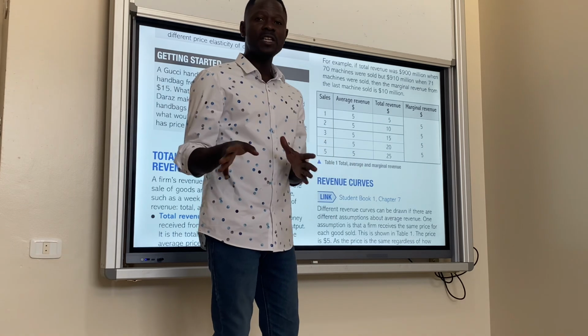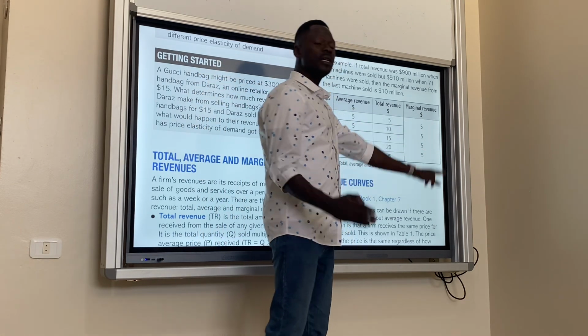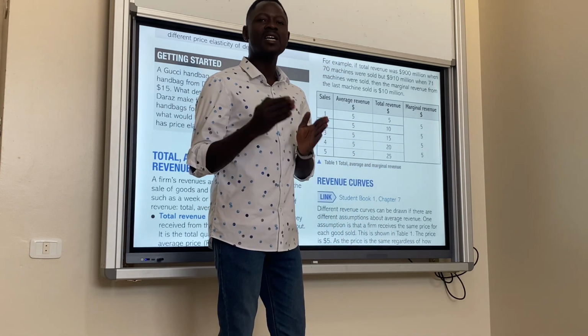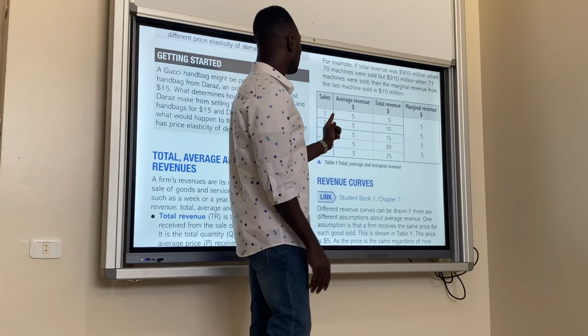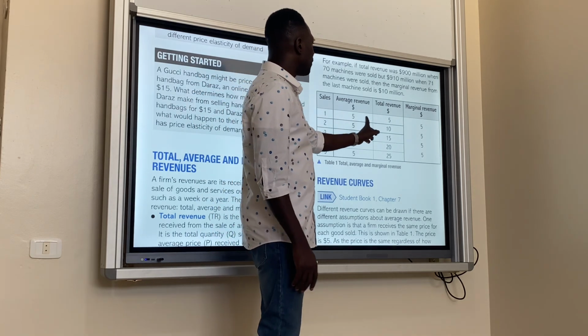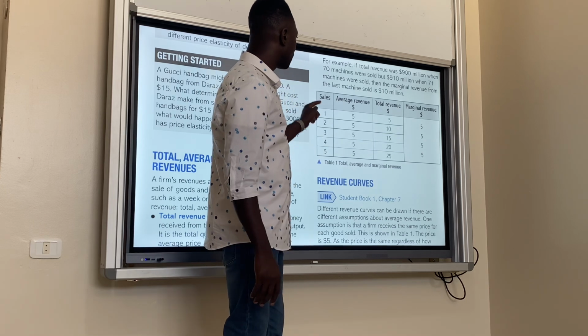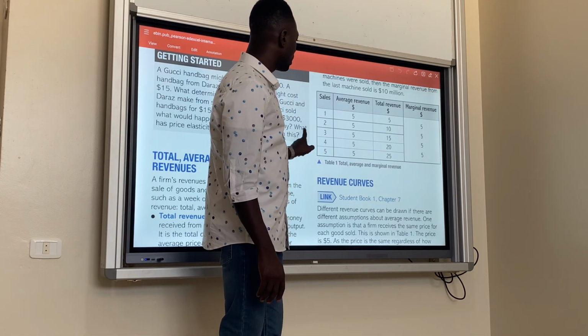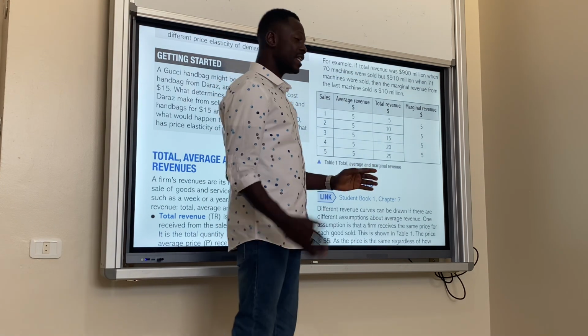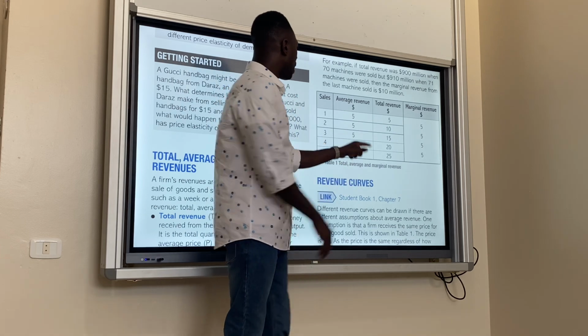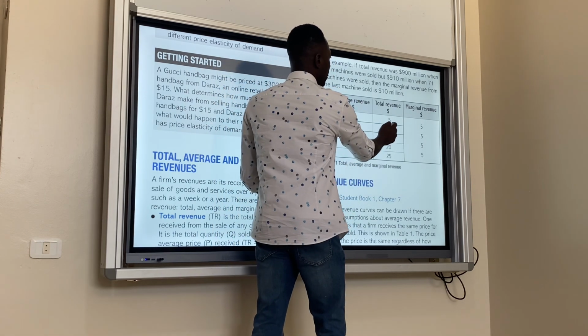I said marginal revenue here. Marginal revenue is TR2 minus TR1. Here we have our sales, we have our average revenue, we have our total revenue. So this is for sales 1, sales 2, sales 3, sales 4, sales 5. And I said marginal revenue is TR2 minus TR1.